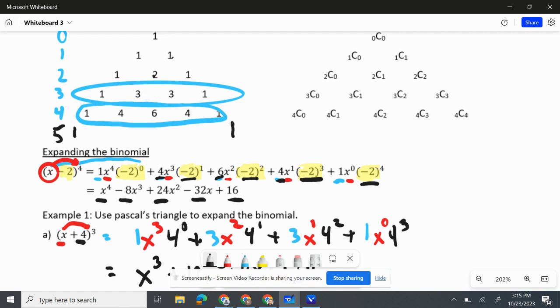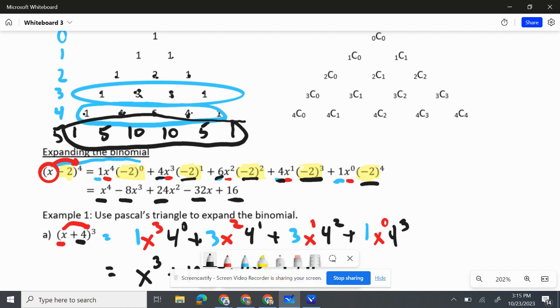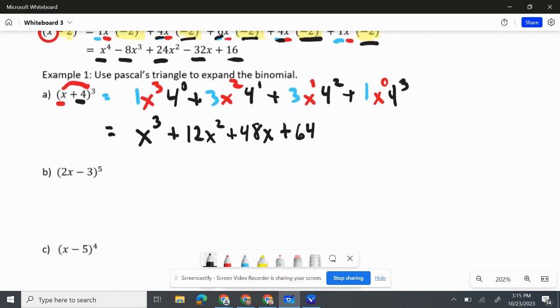1 plus 1 is 2. 1 plus 2 is 3. 2 plus 1 is 3. 1 plus 3 is 4. 3 plus 3 is 6. 3 plus 1 is 4. 1 plus 4 gives us 5. 4 plus 6 is 10. 6 plus 4 is 10. 4 plus 1 is 5. And this right here would be the coefficients for degree 5. So when we're looking at this, what we have is 1, 5, 10, 10, 5, and 1.